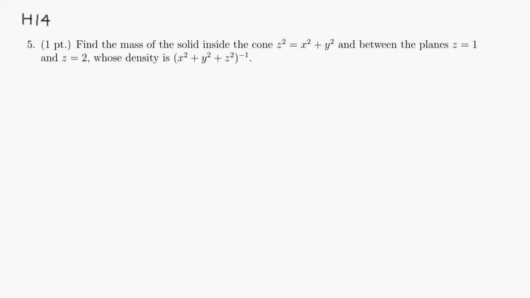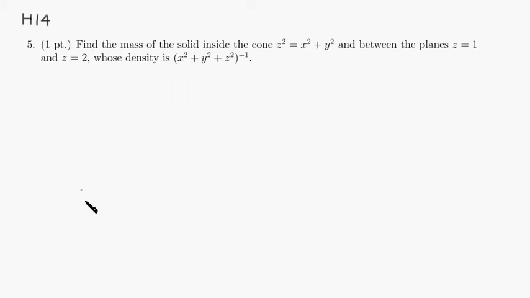Okay, let's look at homework 14, problem number 5. We want to find the mass of the solid inside the cone between the plane z equals 1 and z equals 2, and whose density is given here. This is actually the solid we looked at as an example in class, and I'm going to draw a picture and see if we can remember that.